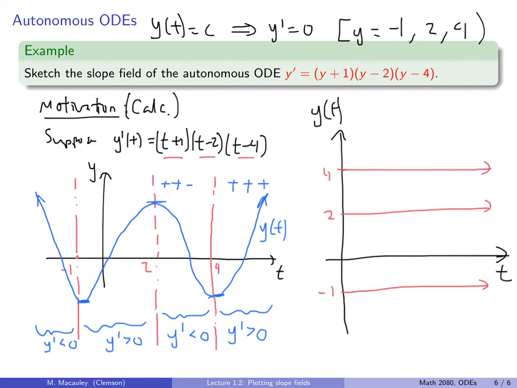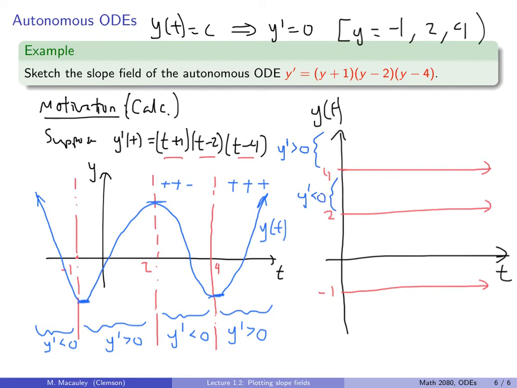And now we can do a similar thing. We can say, well, what happens if y is greater than 2? What if at time equals 0, suppose we start at 5 or 6? Then we don't know what the function is, but we know that the derivative y prime is 5 plus 1, 5 minus 2, and 5 minus 4, which is a positive number. So in other words, we know that up in this range, y prime is positive. Similarly, we know in this range, y prime is negative.